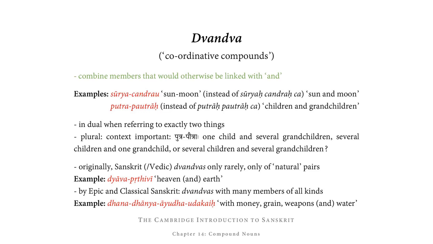Originally, Sanskrit, or more specifically Vedic, used dvandvas only rarely and only of natural pairs, and only with two members. For example, Dyava-Prithivi, which is heaven-earth, or in English, heaven and earth. But by epic and classical Sanskrit, which is what we're here focusing on, dvandvas would be used with many members, not just two, and members of all kinds that might just be listed together without naturally having anything to do with each other. So, for example, you find dhanya-ayudha-udakaih, which means with money, grain, weapons, and water.